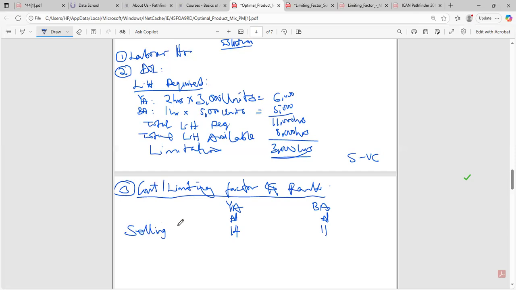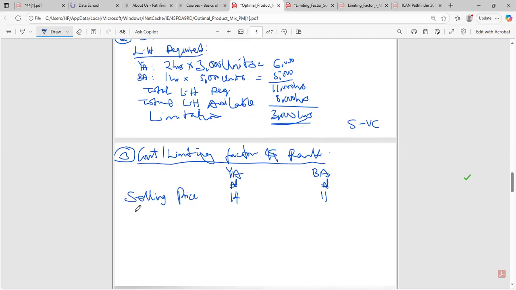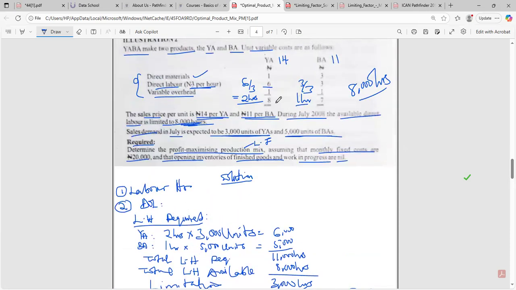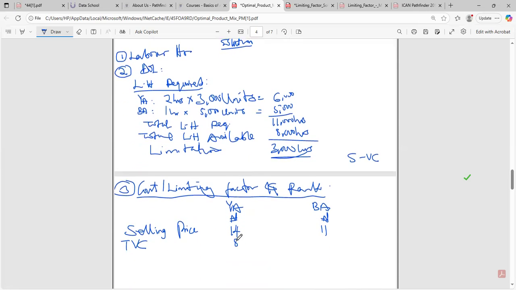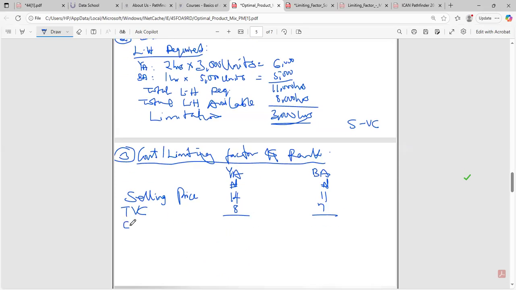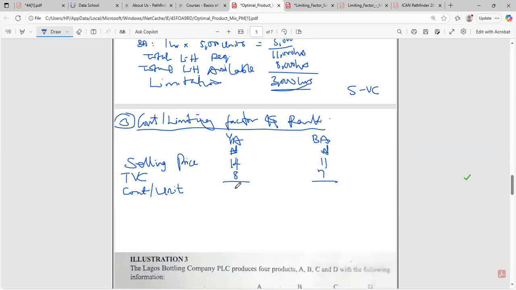Please, I beg of you, work per unit. So what's our variable cost? I'll put TVC there, total variable cost, because they've added it for us already: 8 and 7. That's the total of our variable cost. So can somebody help me to subtract? We get our contribution: 6 and 4. So that's our contribution per unit.